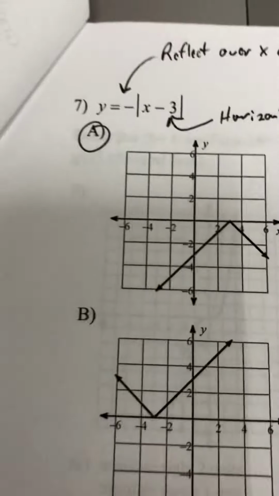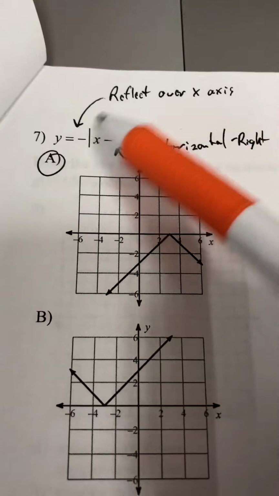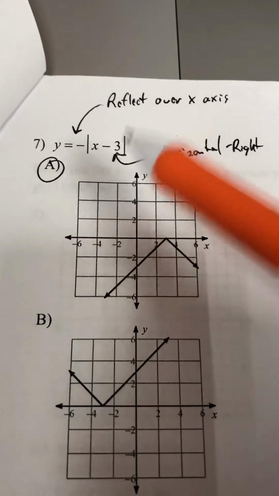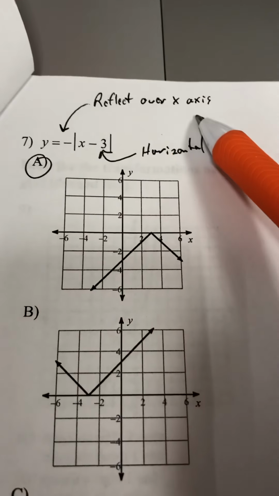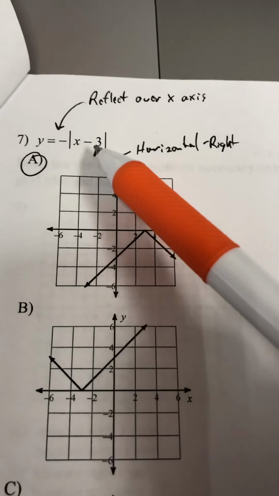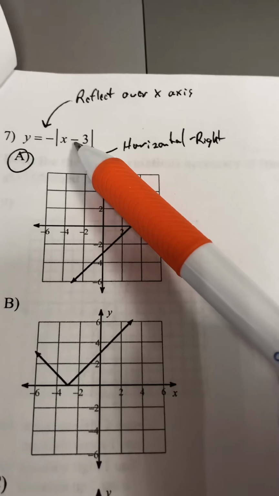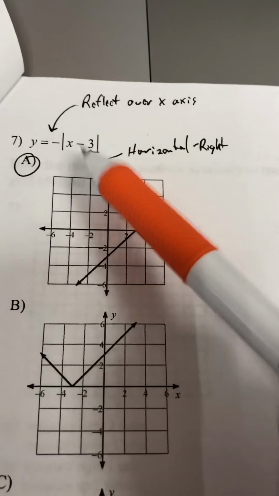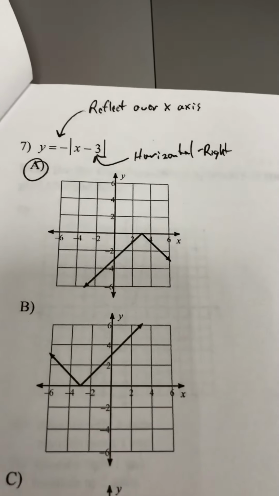For 7, remember if there's a negative in front of the absolute value bars, that's going to reflect over the x-axis, so it's going to flip it over, reflect it. And then this is going to be horizontal because it's inside, and this is to the right because it's negative, and that is going to be A.